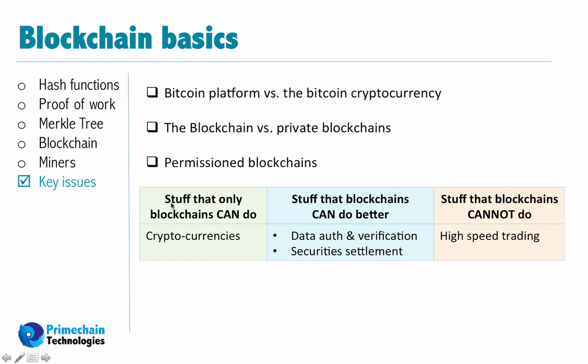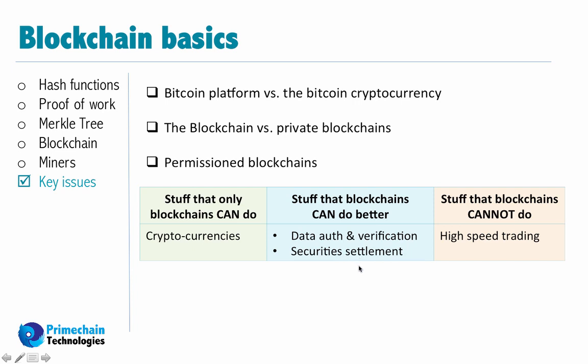Also, stuff that only a blockchain can do is running cryptocurrencies. In fact, the concept of cryptocurrencies didn't practically exist till the Bitcoin blockchain was released. So, only blockchains can run cryptocurrencies. What is it that a blockchain can do better than other solutions is whenever we require data authentication and verification or securities or other settlements, at that time blockchains are very, very powerful because they are provably immutable. It can be proven in a court of law that the data has not been tampered with.